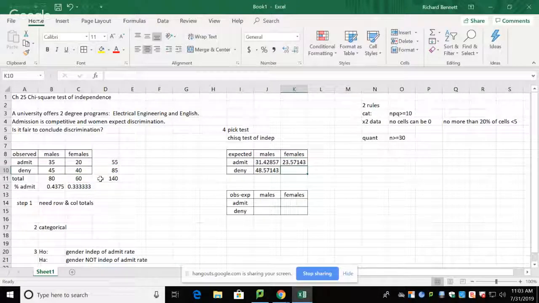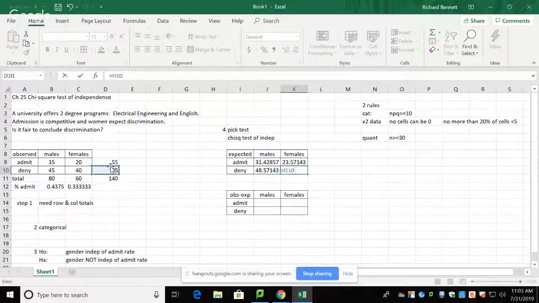Okay. Where am I now? Row 2, column 2. So I'm going to use the row 2 total times the column 2 total divided by the grand total. That was column this way. Correct.